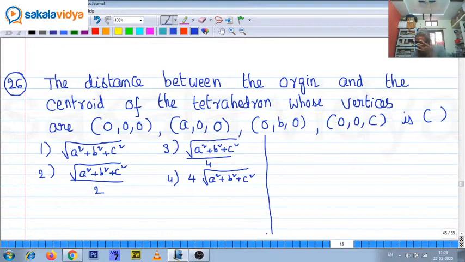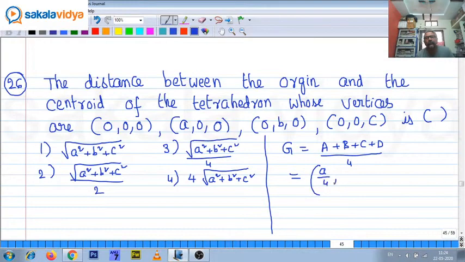First we need to find the centroid of the tetrahedron. The centroid of the tetrahedron is given by the formula capital A plus capital B plus capital C plus capital D by 4. For example, this is capital A, capital B, capital C, capital D. So here you get A by 4, B by 4 and C by 4. The distance from origin to this point is root of x square plus y square plus z square.